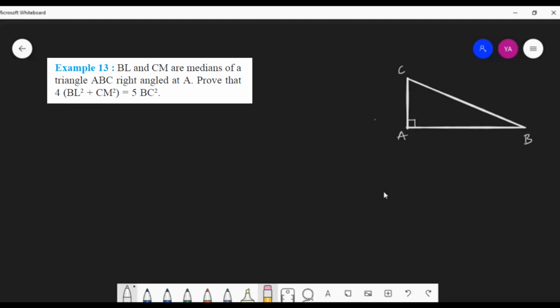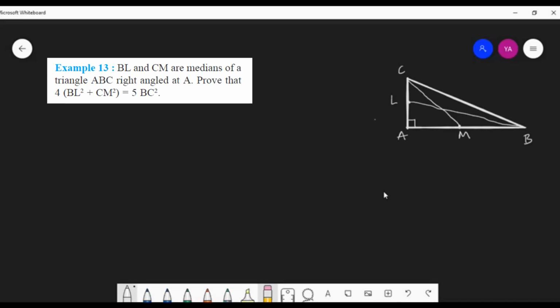BL means from the vertex B, we want to draw a median to the opposite side. Opposite side is CA. So CA's midpoint, that is L. So BL is one of the medians, and another median is CM, from vertex C to the opposite side AB. We want to draw a median. So name is CM, and this point will be M. Okay, so we have drawn the picture.